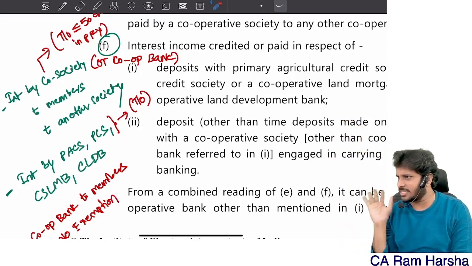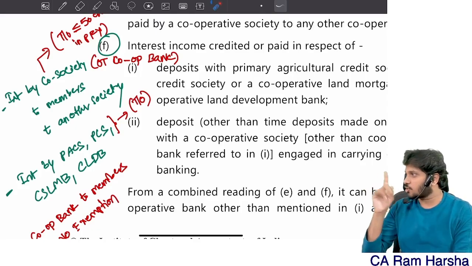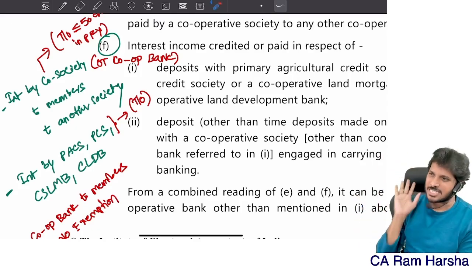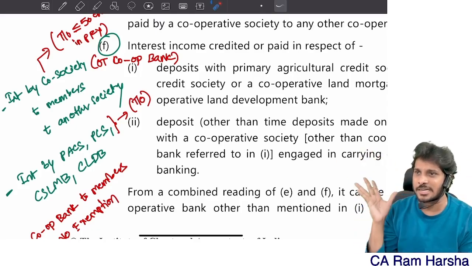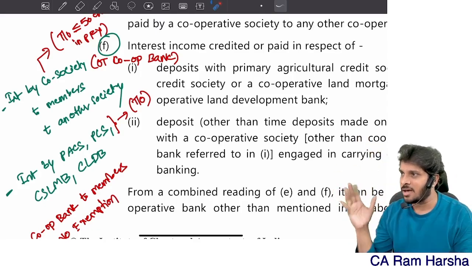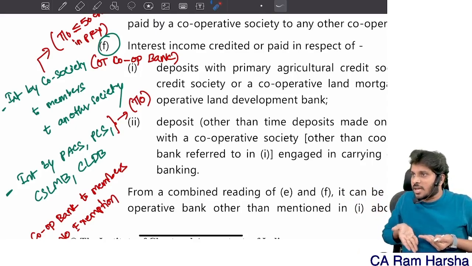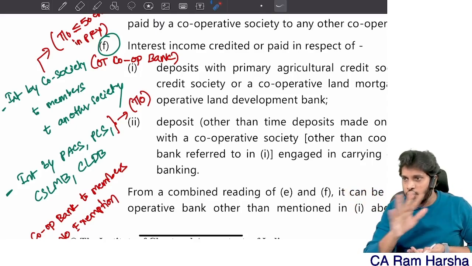Payment to a senior citizen. No, this is normally a society, not a bank. It's not a cooperative bank. It's a cooperative society, just a cooperative society registered under the Cooperative Societies Act, or a multi-state cooperative society registered under the Multi-State Cooperative Societies Act. We are paying interest to my member who has deposited some money with me. Should I deduct TDS? No.